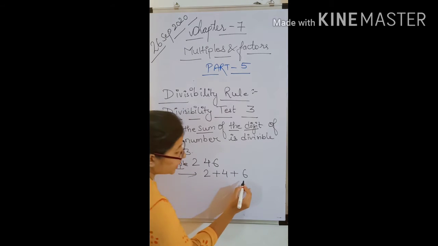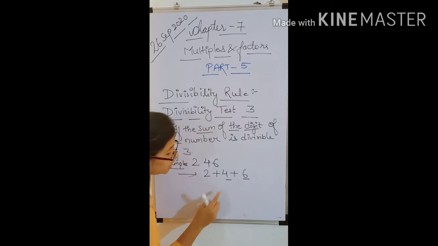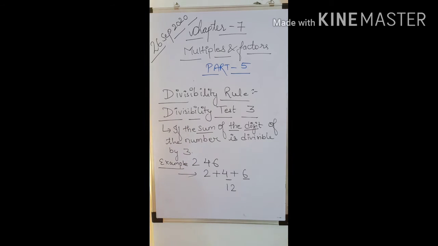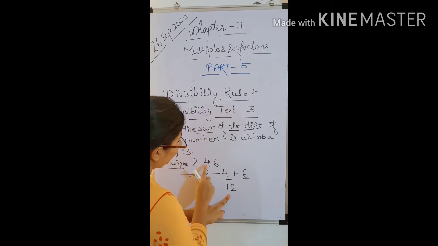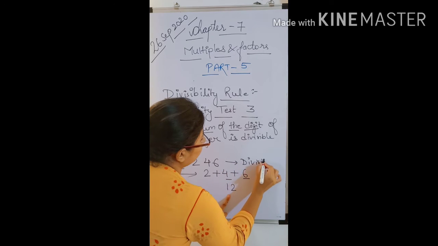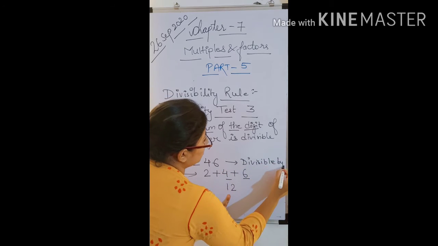So what are you going to get? 6 plus 4 is 10. 10 plus 2 is 12. So you obtain the number 12. And we know very well it comes in the table of 3. So the given number 246 is divisible by 3.